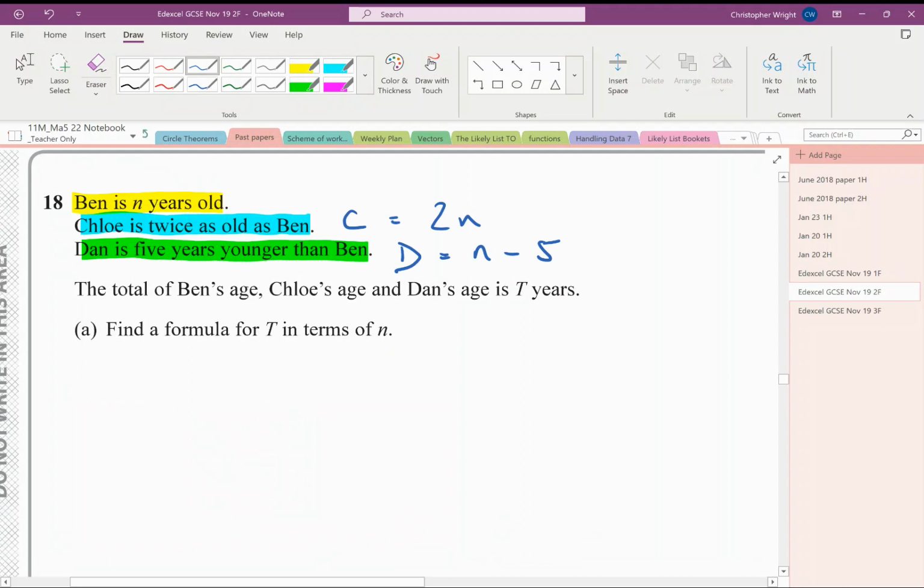Great. The total of Ben's age, Chloe's age, and Dan's age is t years. So that means that the total t must be Ben's age, n, plus Chloe's age, plus Dan's age. So that means that t must be n plus 2n is 3n, 4n minus 5. And there is my formula.